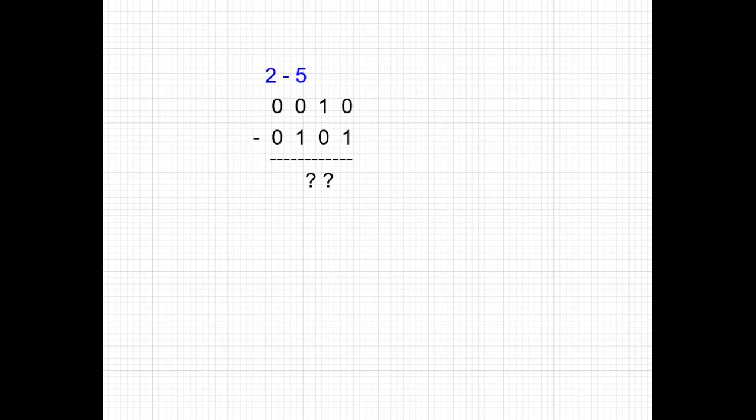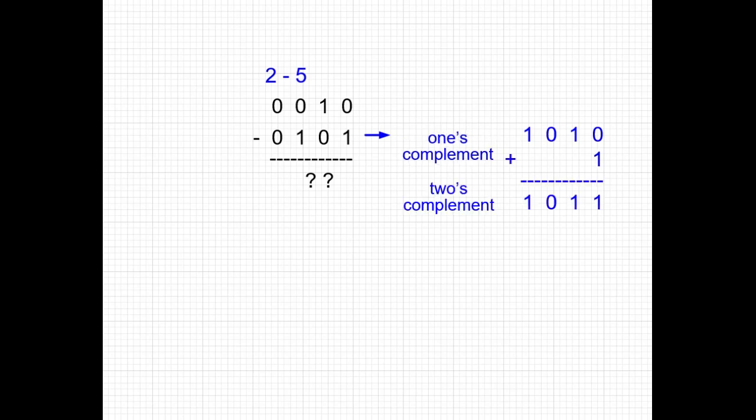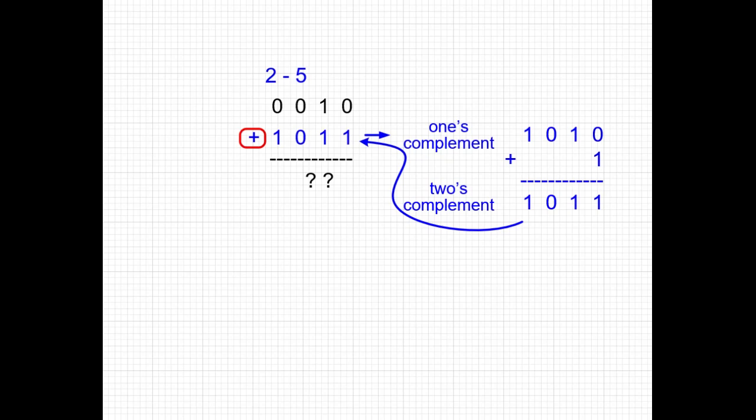But what if the subtrahend is the larger, like this example where we want to subtract 5 from 2? Let's go about it the only way we know, creating the 1's complement, and then the 2's complement, and adding that to 2. The result is a binary 1, 1, 0, 1.